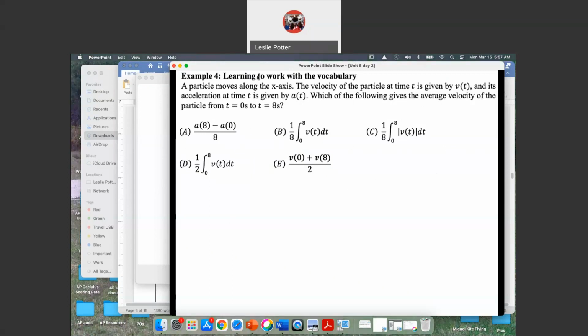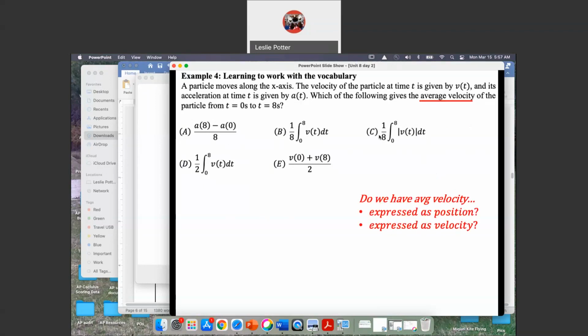All right, so again, learning to work with the vocabulary. We're being asked for average velocity. Since velocity is a rate, we can express it 2 ways. So we have to kind of think about this. Do we have average velocity expressed as a position or expressed as a velocity? In other words, am I being asked to average the same function I'm given? Or am I being asked to find an algebraic average rate of change based on a different function, based on position?